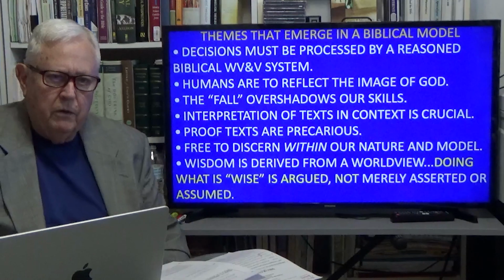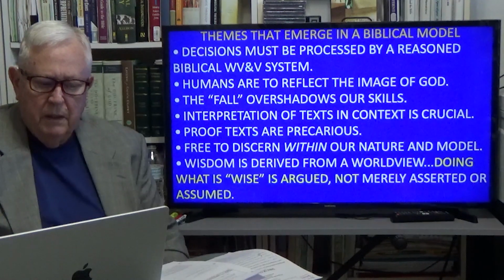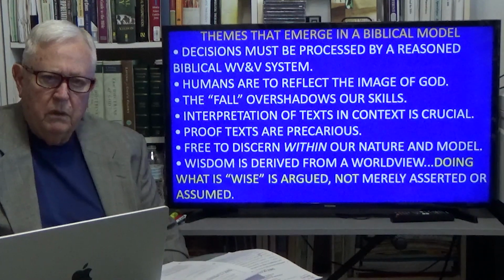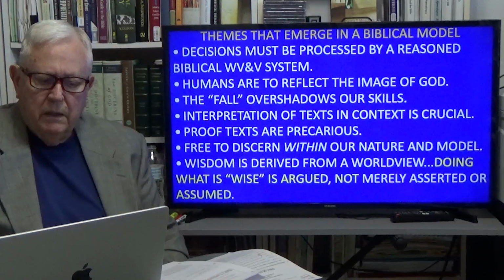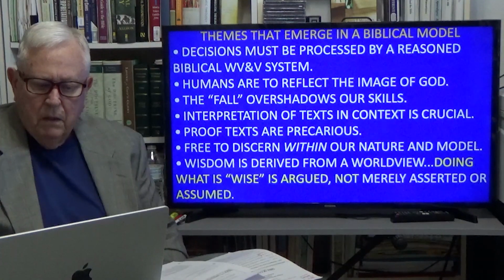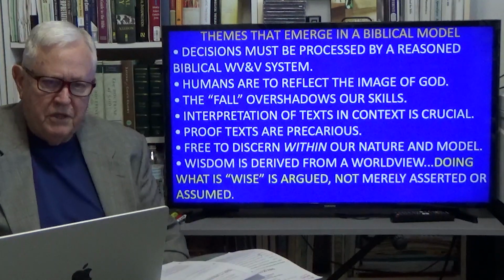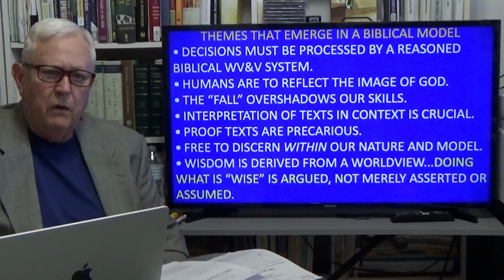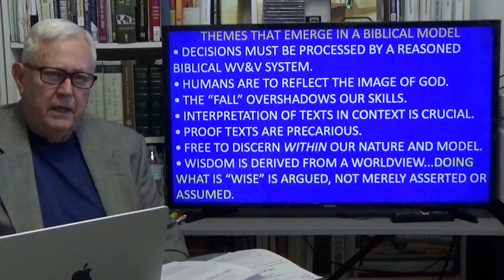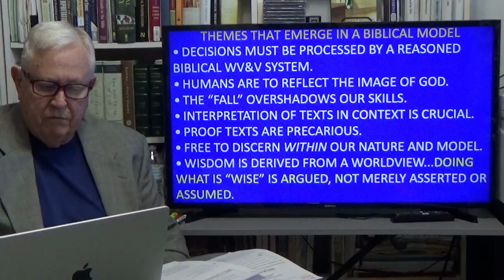So if we're talking about knowing God's will, making decisions that are in correlation with that, then that all is based on reasoning from that worldview and values model. That's where we get our information. That's where we make our decisions. Furthermore, humans are to reflect the image of God. We're representatives of God, not representations. That's a physical image, and we don't have that, of course, but we're representatives.